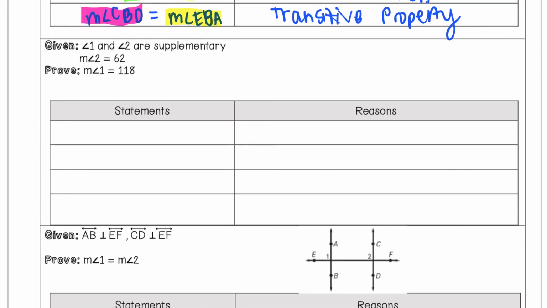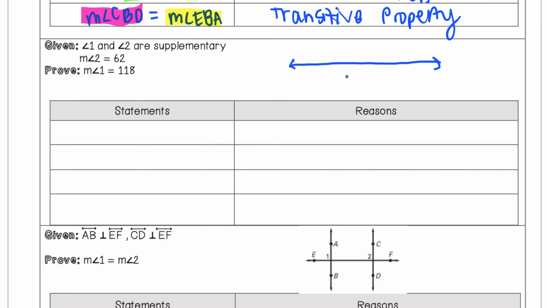Next up, we have that angle 1 and angle 2 are supplementary. And then we are also told that the measure of angle 2 is 62, and the measure of angle 1 is 118 is what we're trying to prove. So notice there's not a diagram here. You are always welcome to draw a diagram. We are given the fact that we have two angles, angle 1 and angle 2, and they're supplementary.